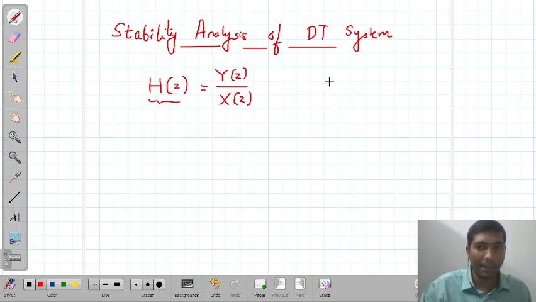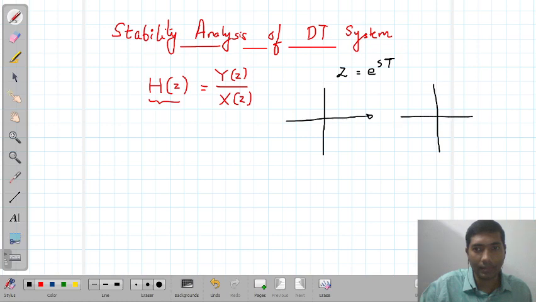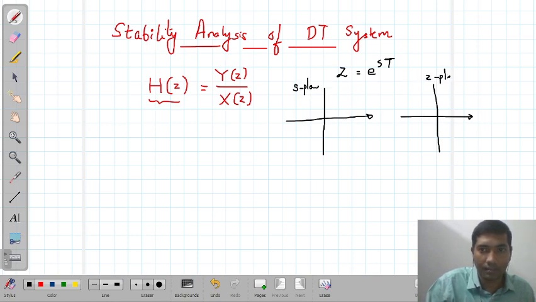If you remember the mapping of the S-plane to the Z-plane, the mapping is given by z equal to e raised to S capital T, where capital T is the sampling period, S is the Laplace variable, and z is the Z variable. By this mapping, we have seen that the imaginary axis in the S-plane is mapped into the unit circle in the Z-plane. Suppose this is the S-plane, and on the right side I have drawn the Z-plane.